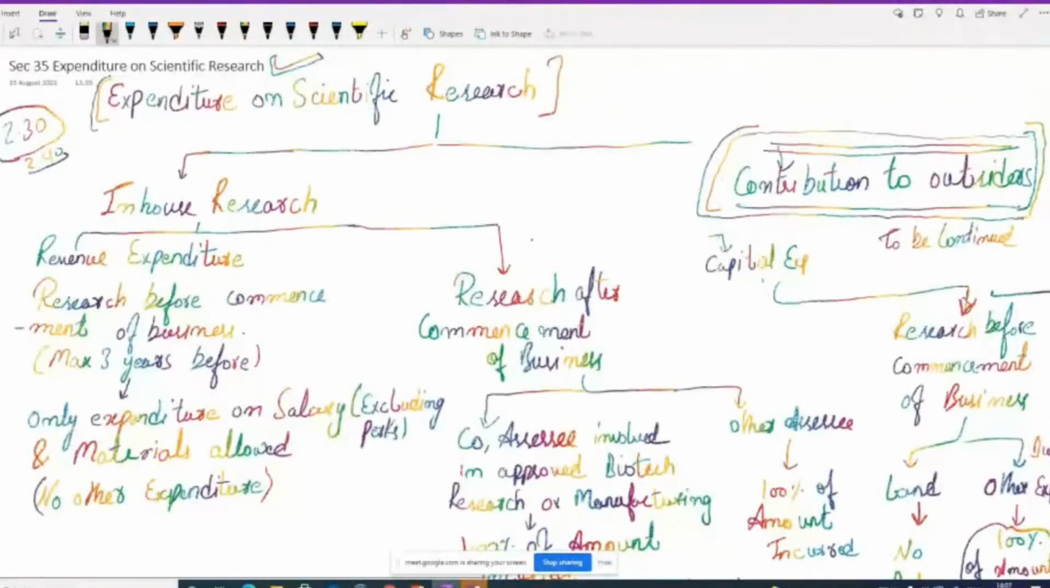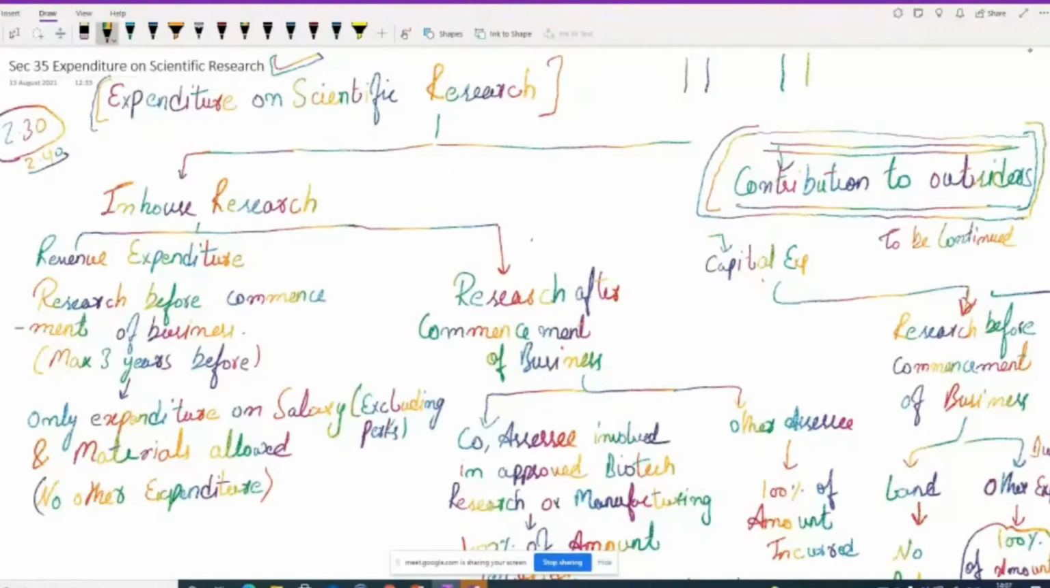So section 35 deals with expenditure on scientific research, and we know that because government is providing a lot of relaxation to the companies if they will invest money on scientific research. So here we will discuss all the rules related to what are the exemptions. Here it means deduction allowed. Exemption is a different thing, deduction allowed is a different thing.